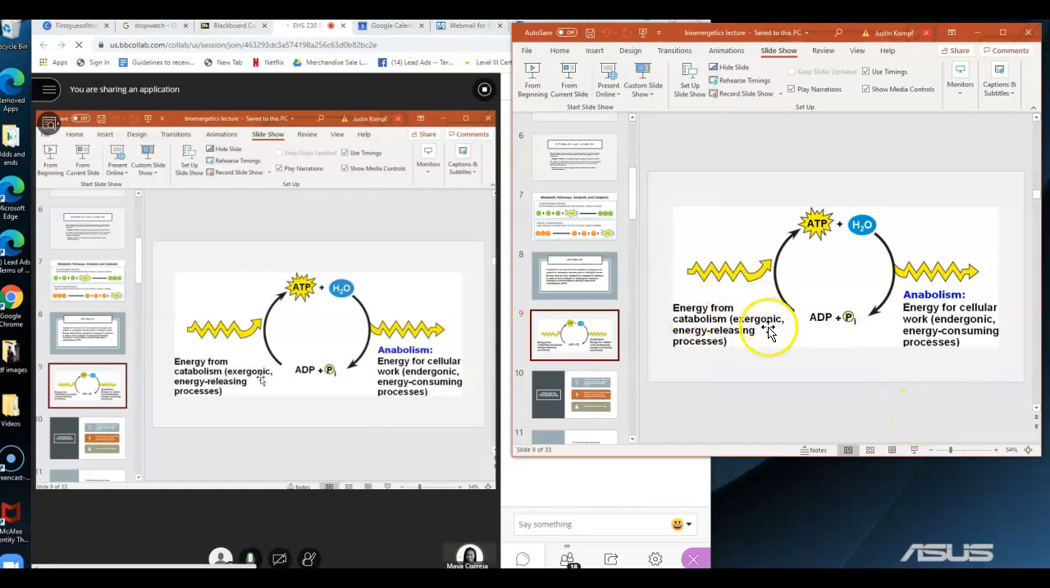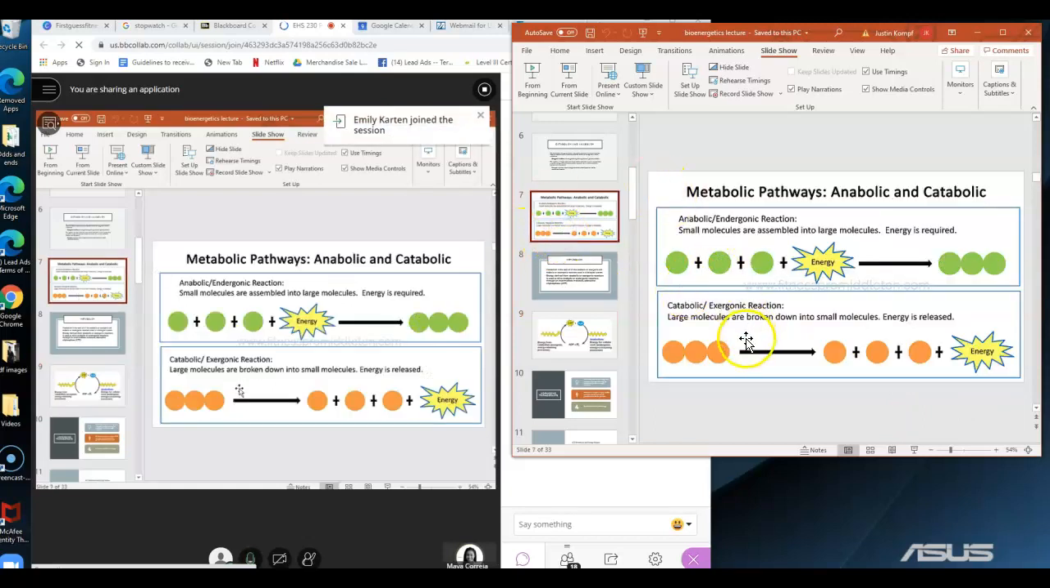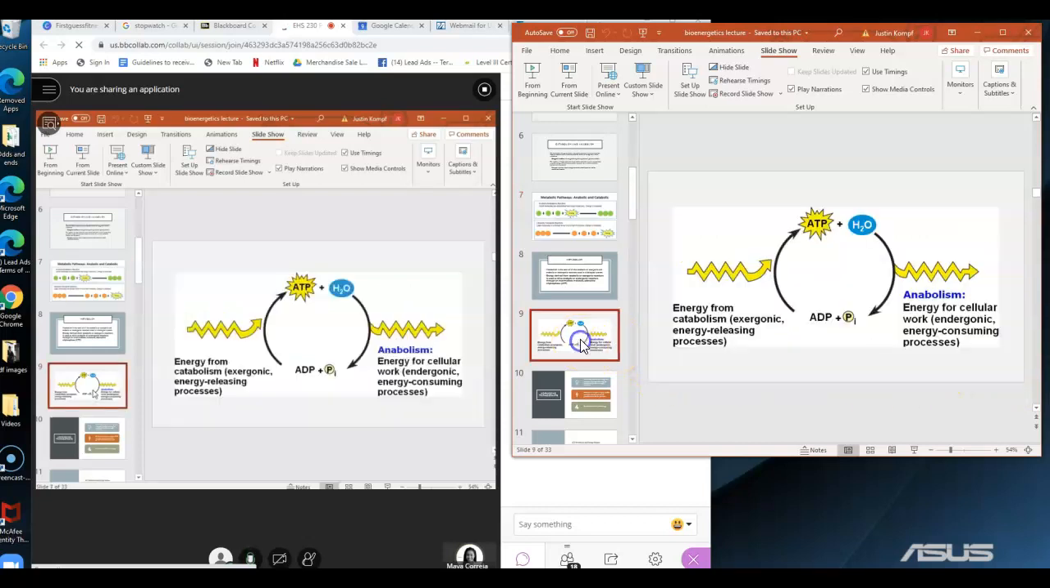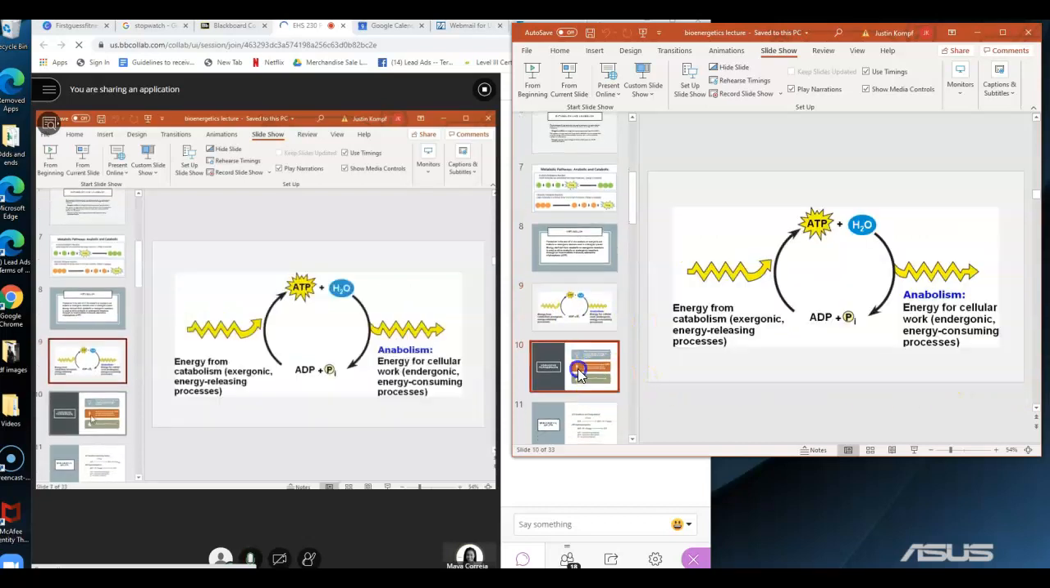So through an exergonic reaction, so a catabolic reaction, you are going to be breaking down that complex carbohydrate into things like glucose. So that's these smaller molecules, and that also yields energy. So that's why we eat food. We eat food to gain energy.